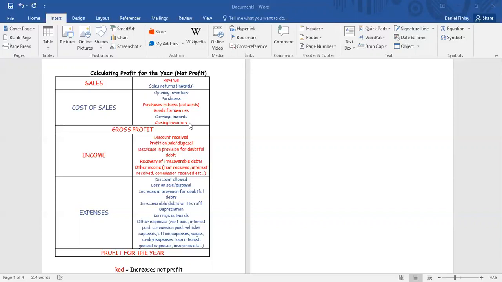So I don't pay for it this year. So we think of kind of getting the money back for the closed inventory. So it's kind of like an income. And if you can think of it that way, it makes sense why that one's blue and this one's red. So all the reds are forms of income, all the blues are forms of expense.